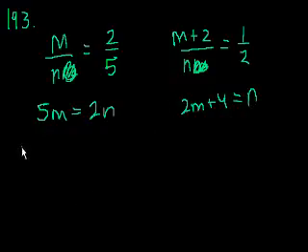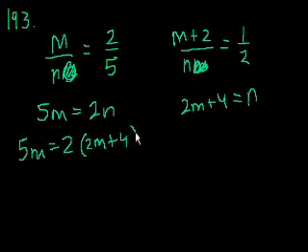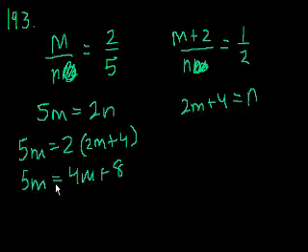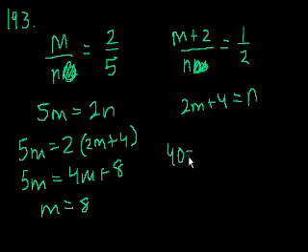We could substitute that, right? If N is equal to that, then that means that 5M is equal to 2 times N. N is equal to 2M plus 4. So you get 5M is equal to 4M plus 8. Subtract 4M from both sides, you get M is equal to 8. If M is equal to 8, we could say 5M is equal to 2N. So 5 times 8 is 40, which is equal to 2N. And so N is equal to 20.